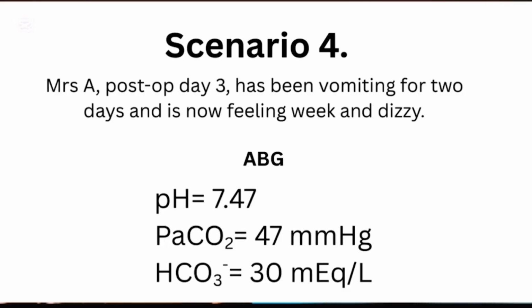The fourth scenario we have here is Mrs. A. She had a surgery 3 days ago and she has been vomiting for 2 days and now feels weak and dizzy. So having seen her symptoms, we did arterial blood gas analysis, and the results came out that the pH is 7.45 and the partial pressure of carbon dioxide is 47 mmHg. And then going over to the bicarbonate level, we have it that the bicarbonate level is 30 milliequivalent per liter.